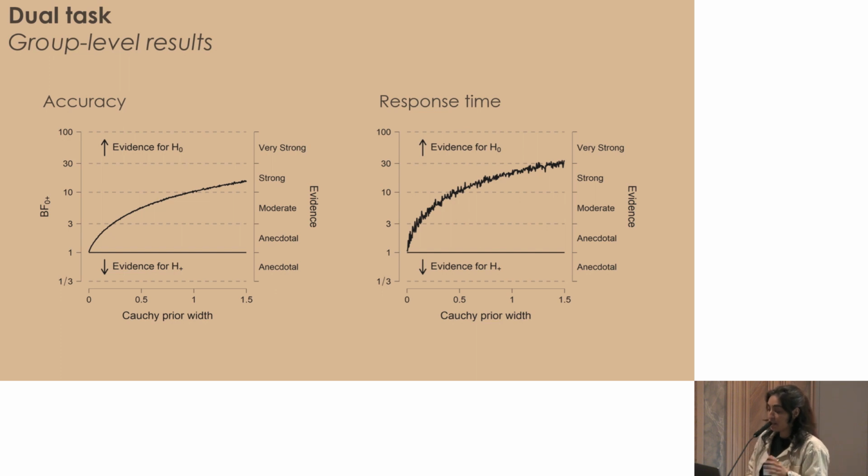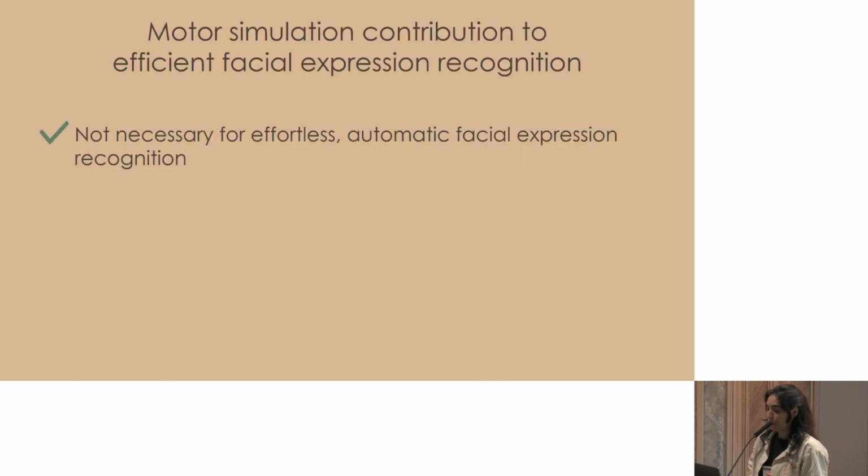When we conduct Bayesian group analysis, we find that the strength of the evidence in favor of a larger congruency effect for the control group is considerably weaker than for the alternative, that is H0, whatever the width of the prior. So in our opinion, these results show that motor simulation is not necessary to effortless automatic facial expression recognition. However, we need to keep in mind that the stimuli that we used in this study were very prototypical, so very easy to recognize. Maybe these results may not generalize to other kinds of stimuli, for instance, when the facial expressions are very ambiguous or less familiar.